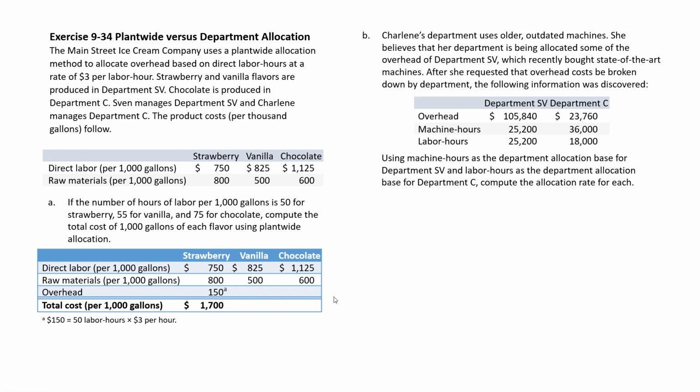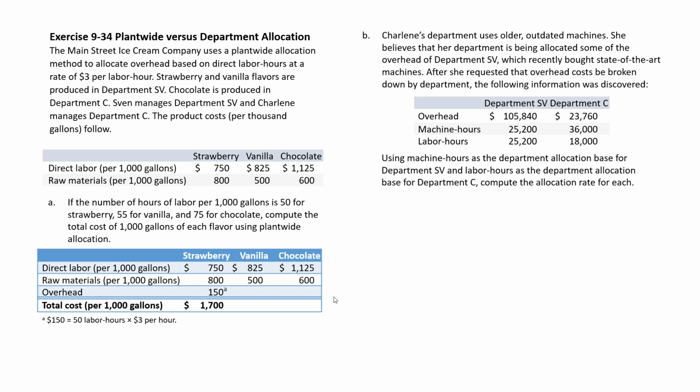Before I start to look at some of the other flavors, I want to jump to Part B. And Charlene is starting to question the validity of using one plant-wide predetermined overhead rate. The reason is she believes that her department and the SV department that produces strawberry and vanilla are very different. She has very outdated equipment and it's a very manual process, whereas Department SV is much more automated, with newer equipment, and not so based on direct labor.